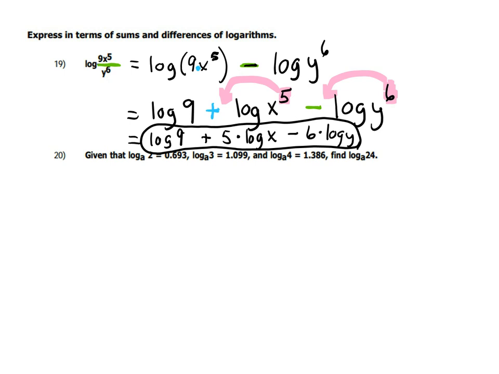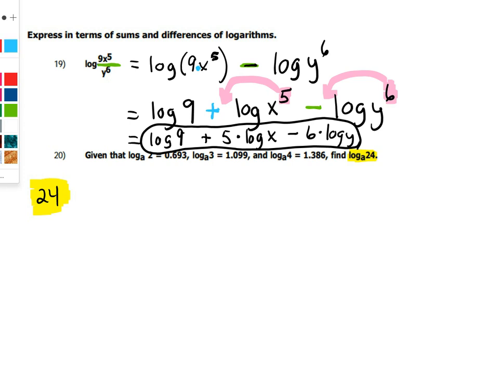20 says, given that log base a of 2 equals that number, and log base a of 3 equals that number, and log base a of 4 equals that number, find log base a of 24. There's more than one way to work this problem, but we're looking for log base a of 24. And so somehow you've got to break the 24 down into factors of, let me get some different colors here.